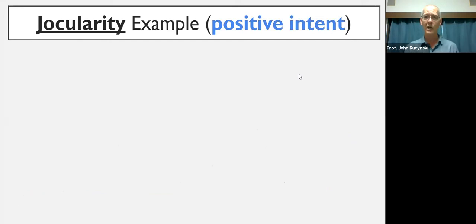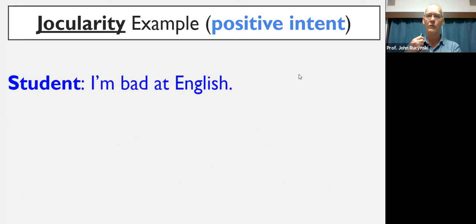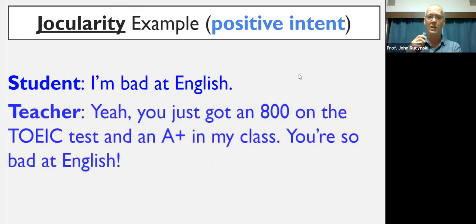But jocularity, again, is actually positive intent, but could hurt feelings or insult someone, as someone wrote on the Google Doc at the beginning. So the student says, as most Japanese students say, I'm bad at English. And the teacher says, yeah, you just got an 800 on the TOEIC test and an A+ in my class. You're so bad at English. Okay, so actually the teacher has good intentions, just like the teacher before, trying to share jokes with the students. But even with an 800 TOEIC score, some students might not catch the sarcasm and could be hurt by such words.